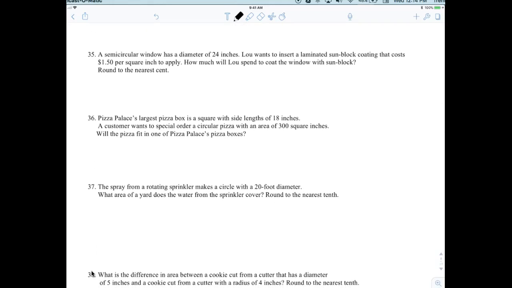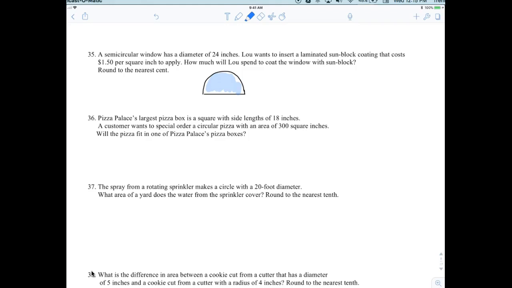It says a semicircular window has a diameter of 24 inches. So semicircle, half a circle. Lou wants to insert a laminate sunblock coating that costs $1.50 per square inch. How much will it cost? You have a window that looks like a semicircle, so you're going to try to find the area of the semicircle.